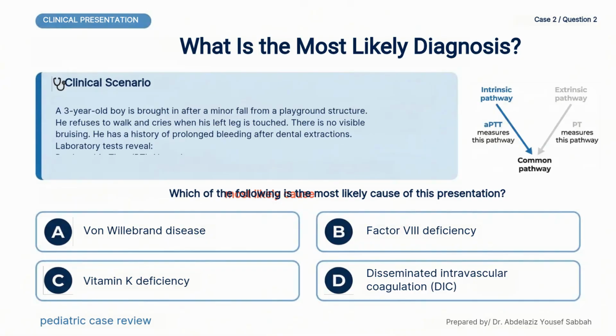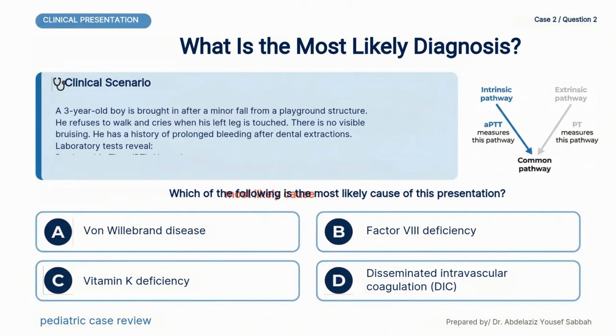Case 2. A 3-year-old boy is brought in after a minor fall from a playground structure. He refuses to walk and cries when his left leg is touched. There is no visible bruising. He has a history of prolonged bleeding after dental extractions. Laboratory tests reveal prothrombin time is normal and activated partial thromboplastin time is markedly prolonged. Which of the following is the most likely cause of this presentation?